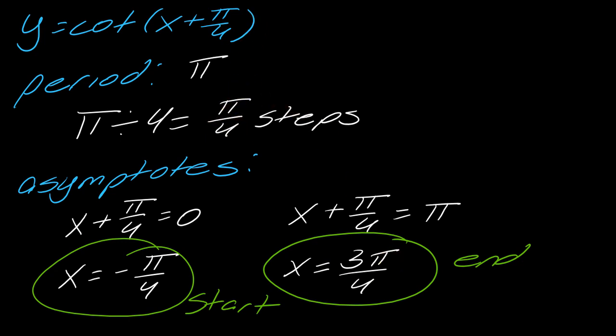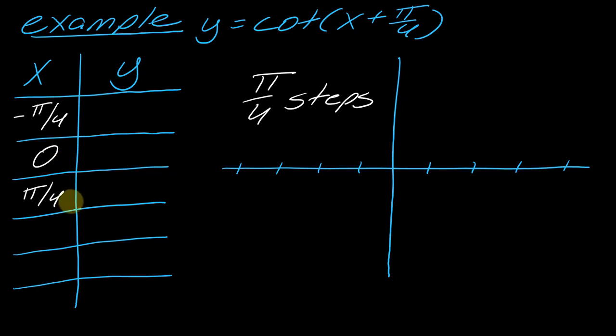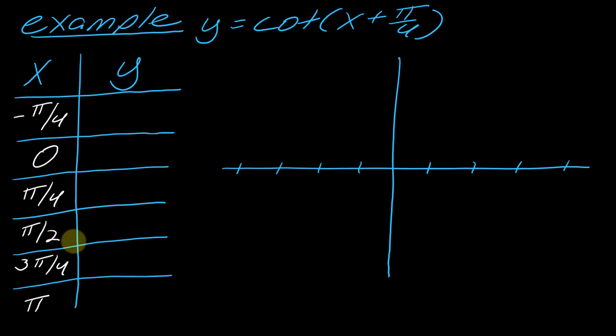So I start at negative pi over 4, and now I'm going to make those pi over 4 steps. And I can just do this in my head. So I'm just going to add pi over 4 to this. So negative pi over 4 plus pi over 4 is just 0. Add pi over 4 again, I get pi over 4. Add another pi over 4, I get pi over 2. 3 pi over 4, pi. Sometimes I like to do this last one just to make sure, it's a little check for myself. But notice we hit that end of the period, right? That was the end that we were supposed to get to. So bada bing, bada boom.